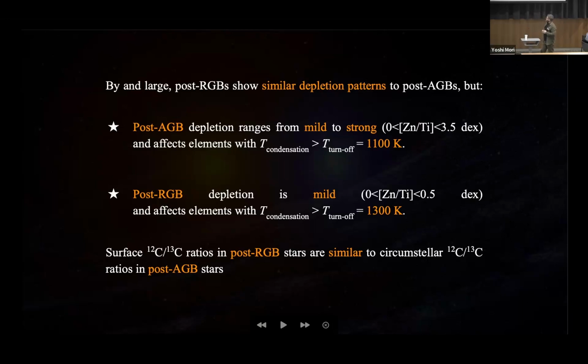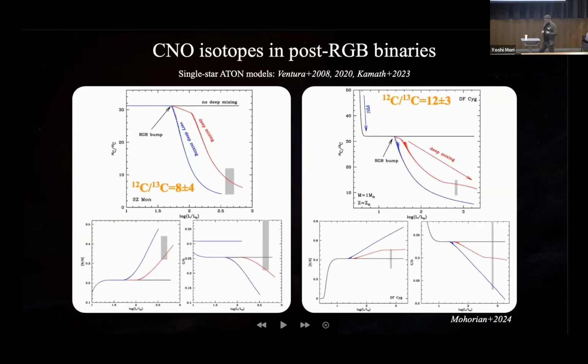Also, the surface carbon isotopic ratios in our post-RGB stars are mostly in line with the circumstellar values from the literature for post-AGB stars. Now, when we have luminosities and chemical composition, we can compare it with the models of single-star RGB evolution. We assume that our post-RGB stars, again, are showing us the composition and the luminosity which was before the evolution up the giant branch was terminated by the binary interaction.